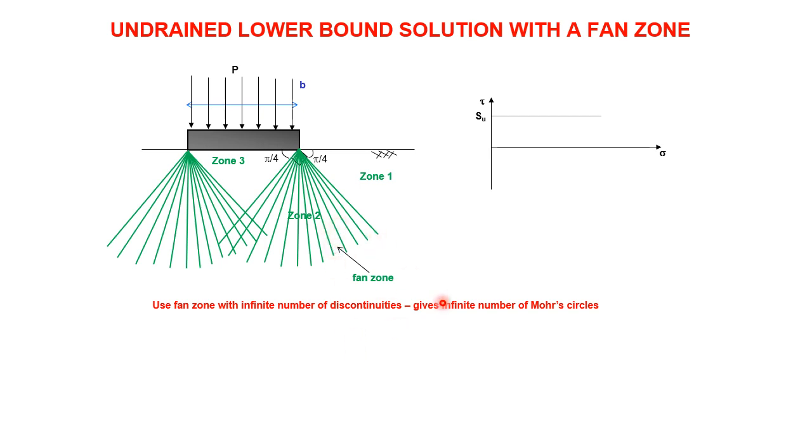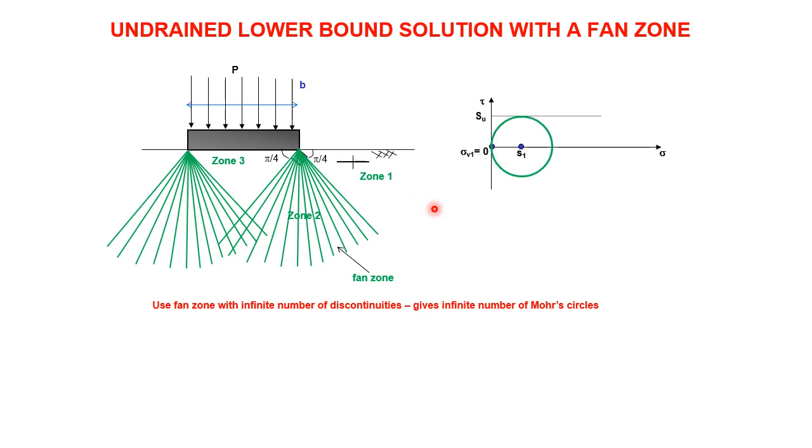Remember, these discontinuities just extend forever. So zone 1 is a zone of unique stress. All the stresses are the same in zone 1. Zone 2, the stresses are varying slowly as we go through here. And then zone 3 is a zone where all the stresses are the same. Okay.